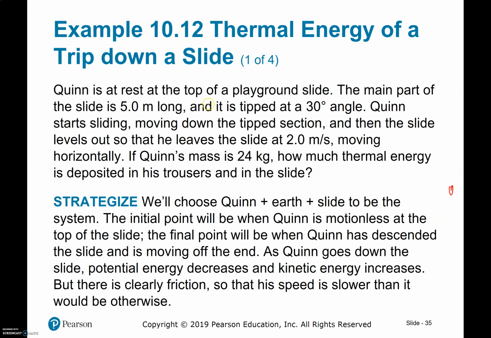So Quinn is at rest at the top of a playground slide. The main part of the slide is 5 meters long, and it is tipped at an angle of 30 degrees. Quinn starts sliding down, and at the end has a speed of 2 meters per second horizontally. Quinn is 24 kilograms, and the question is how much thermal energy is released, how much does he heat up as he goes down the slide.